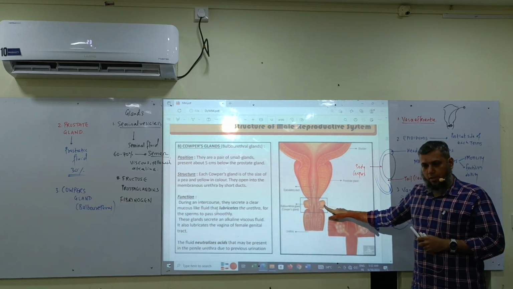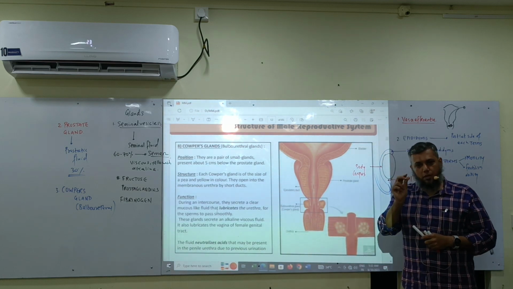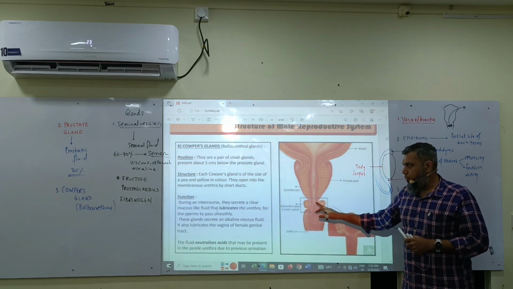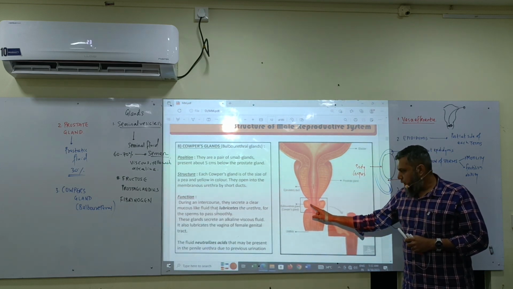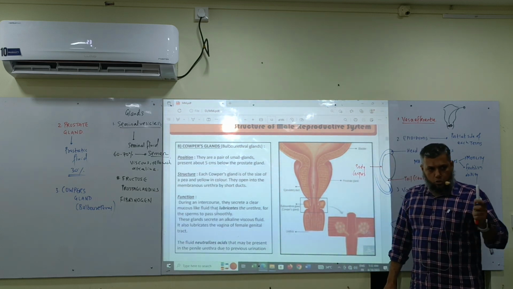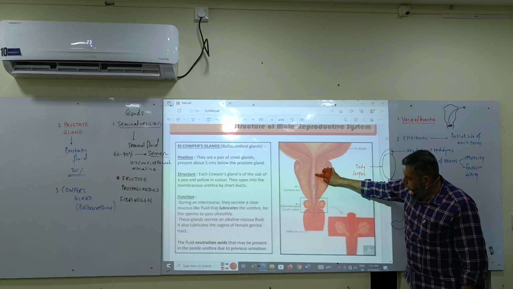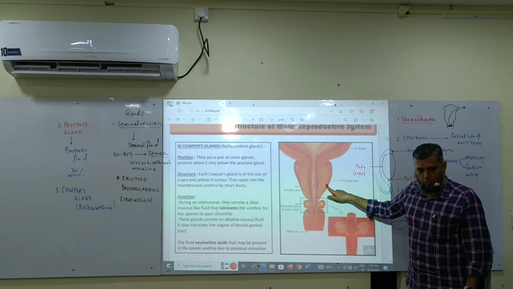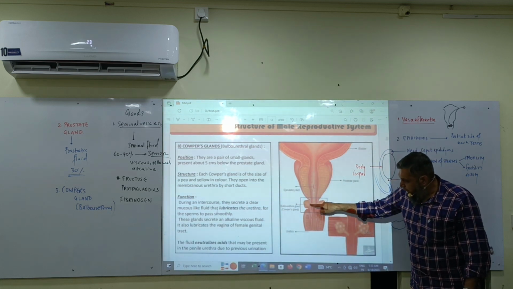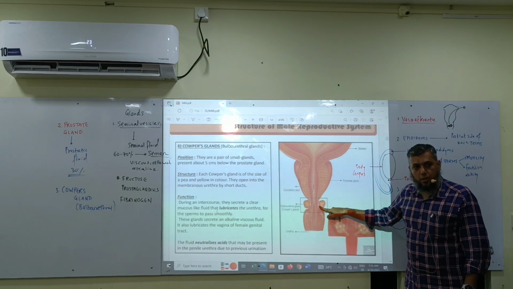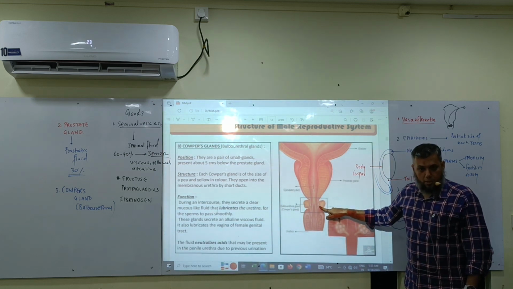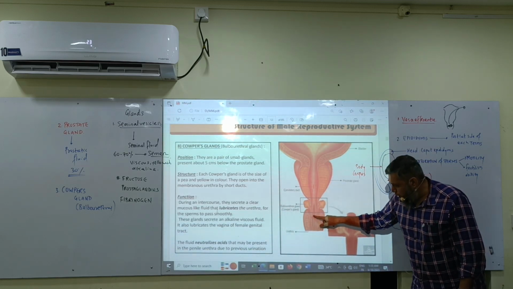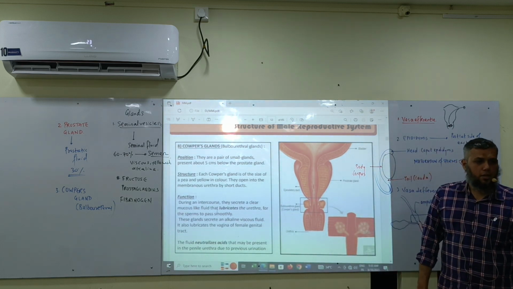And the Cowper's gland is the size of a pea, garden pea. Very small gland. So you have a pair of Cowper's gland on either side of the urethra. So see the urethra also. It is passing through the prostate gland. That time it is called the prostatic urethra. And where it receives the Cowper's gland, it's called as the membranous urethra. Membranous urethra. And then it enters into the penis, and it will be called as penile urethra.